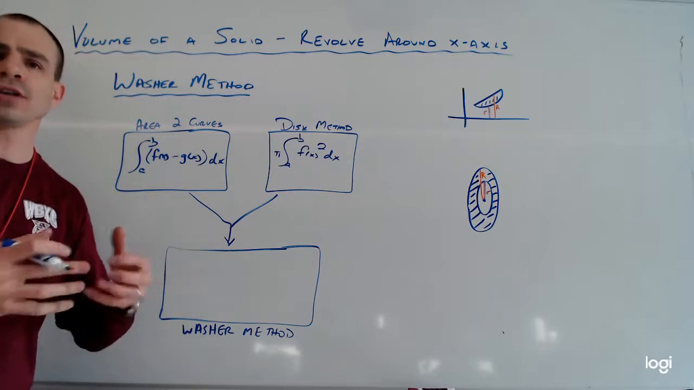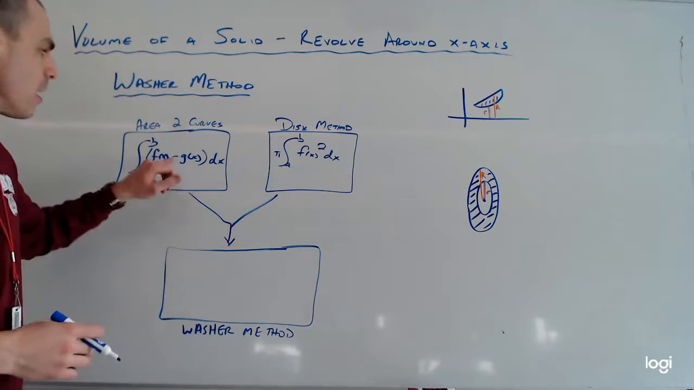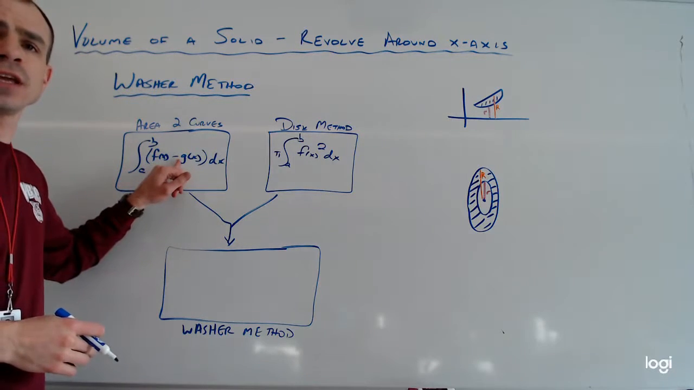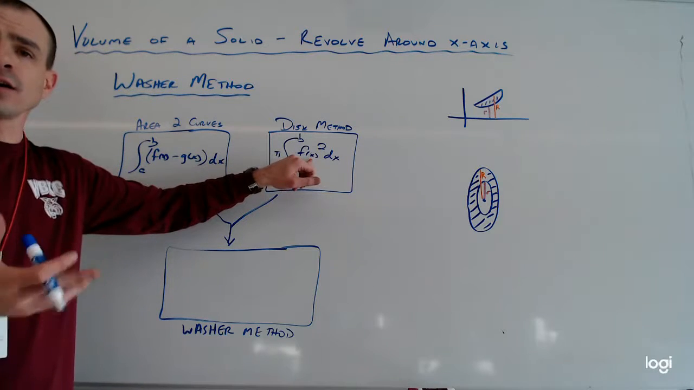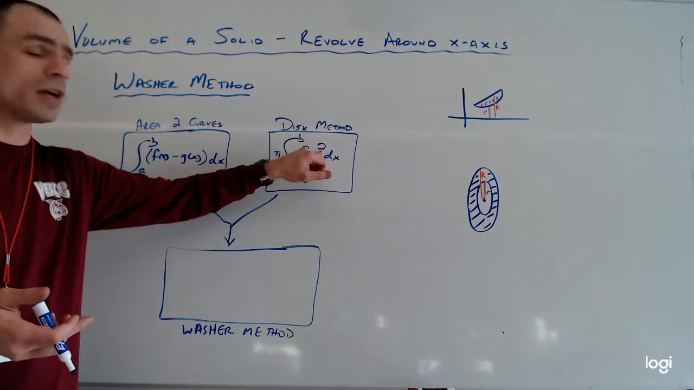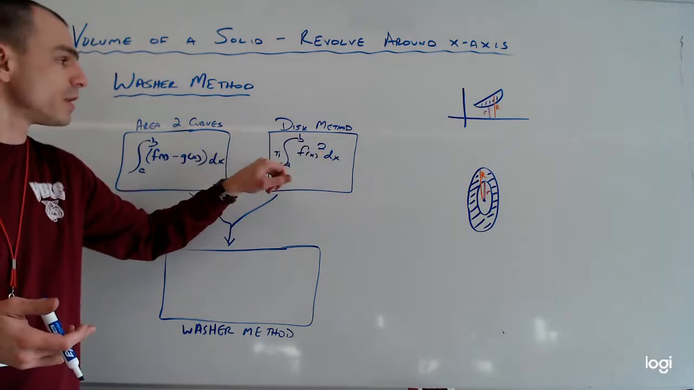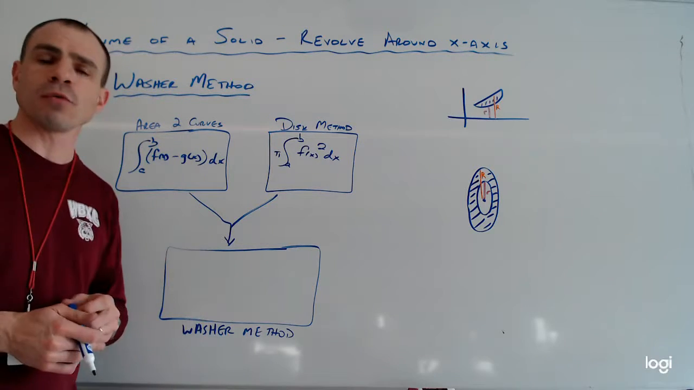Well, what if we were to merge these two? We're kind of taking the best of both worlds. We're taking our difference from the area between two curves, but we also are taking our idea that we're making a bunch of disks. So we have the idea of the pi r squared h, or the function squared with the pi coefficient. That's where we're heading with our washer method.